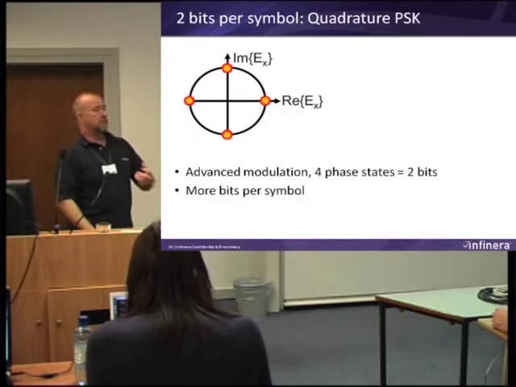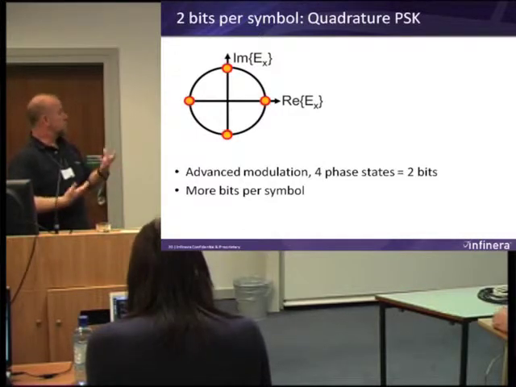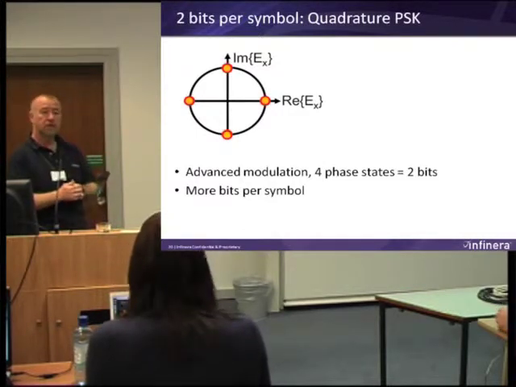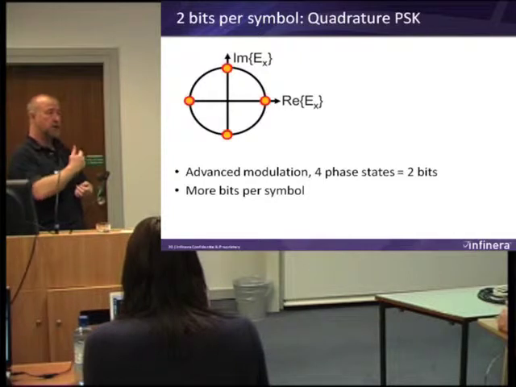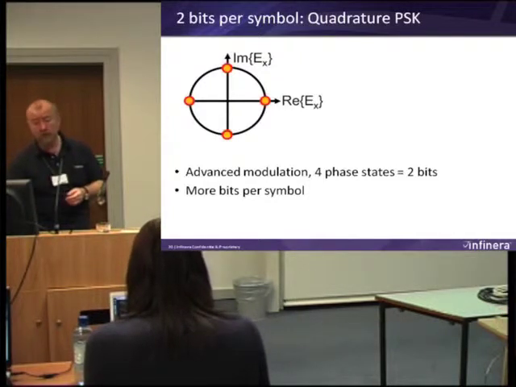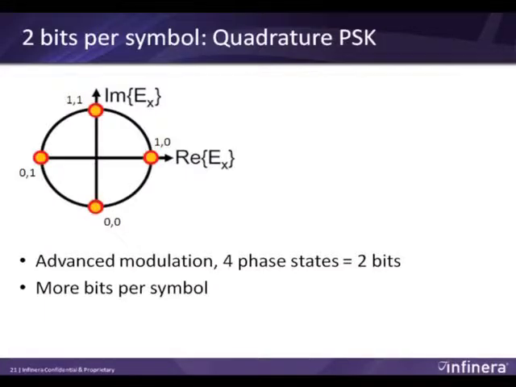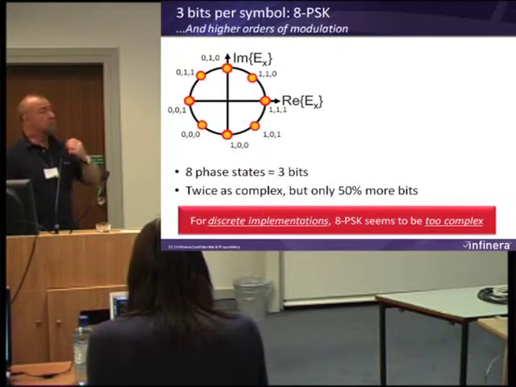If we really want to kick in some juice here, we've got to go to more phase states. This is quadrature phase shift keying, 4 phase states. 4 phase states encodes 2 bits per symbol. So this is quite an advanced modulation technique. We could put more phase states if we wanted to.